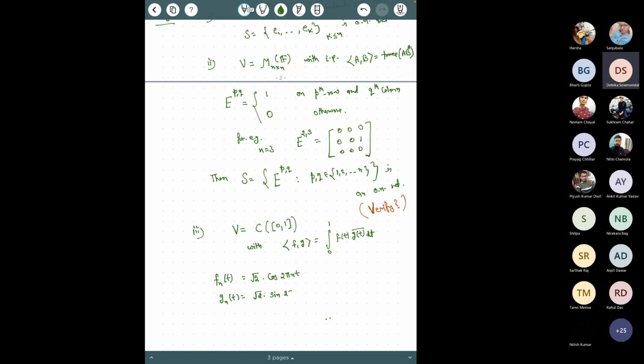Sir, in matrices, when we find the length, we have to find the determinant. No, what is length? Length we have defined, sir.